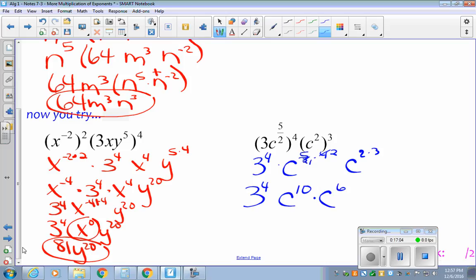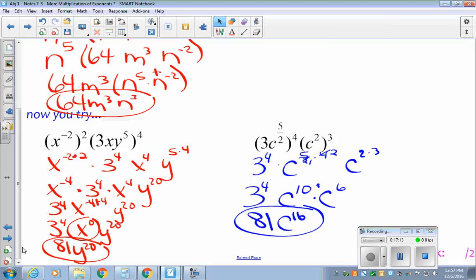3 to the 4th power is 81. And 10 plus 6 is 16. So the answers for each one of these is 81y to the 20th and 81c to the 16th. Wow.